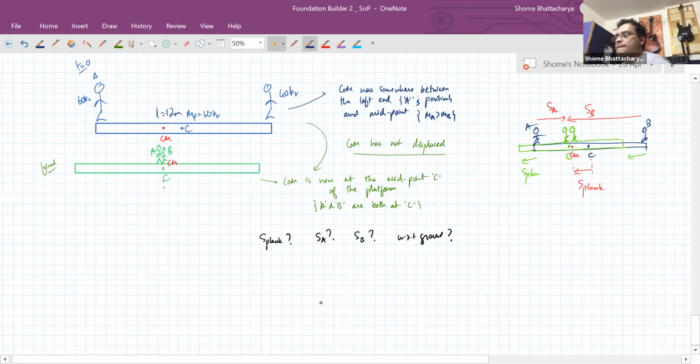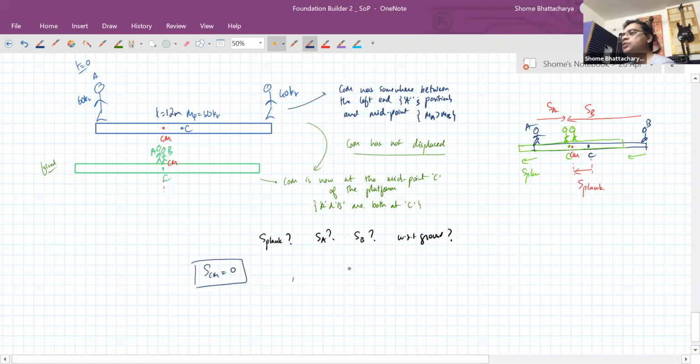Is the concept clear now? Yes, sir. Okay, so work it out quickly now. We will have to use this fact from the first part, that the displacement of the center of mass of the system should be 0. So make use of this.